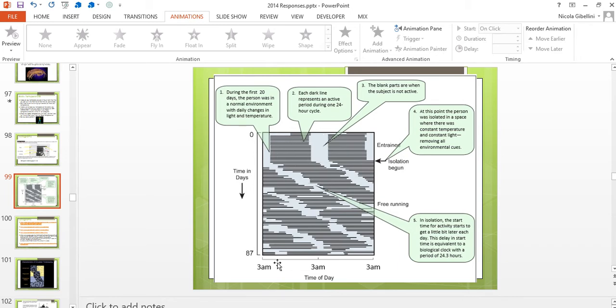You can see that this runs from 3 AM to just before 3 AM, so this is a 24-hour cycle. About here is where they've removed the external clock and the external environment, and they can do that in two ways. They can keep you in full dark or in full light. Either way, the stimulus of starting and stopping as the sun rises and sets is no longer there, and this person is just running on their own biological clock.